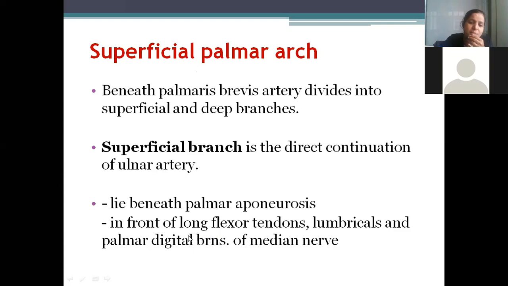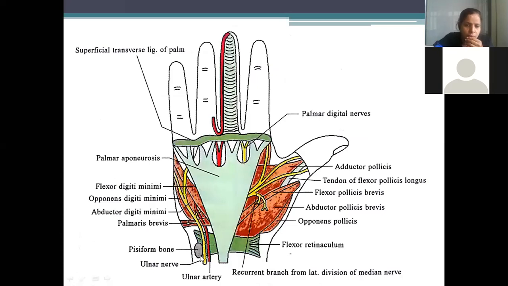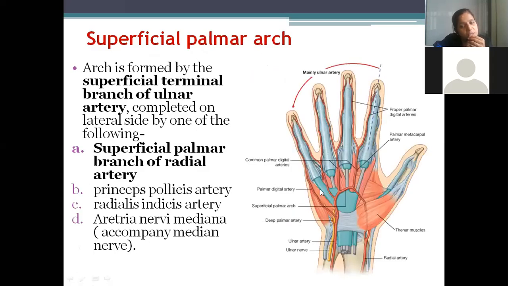It lies above the long flexor tendons. What are the long flexor tendons we see below? Flexor digitorum superficialis and flexor digitorum profundus. So the arch lies above them and below the palmar aponeurosis. Now see, the triangular palmar aponeurosis is shown here, and the superficial palmar arch is not seen, just to show stepwise dissection. Once you remove that, you are able to see the superficial palmar arch.